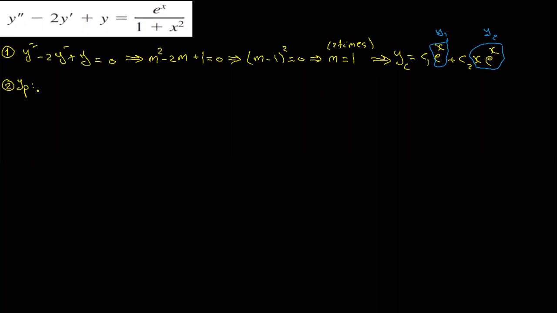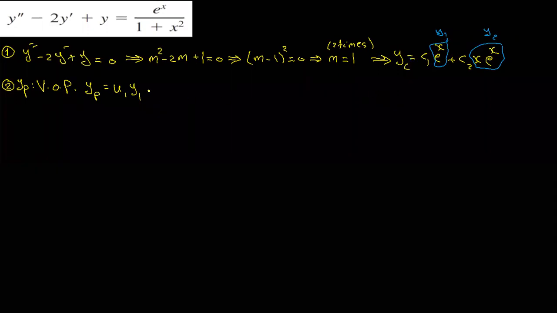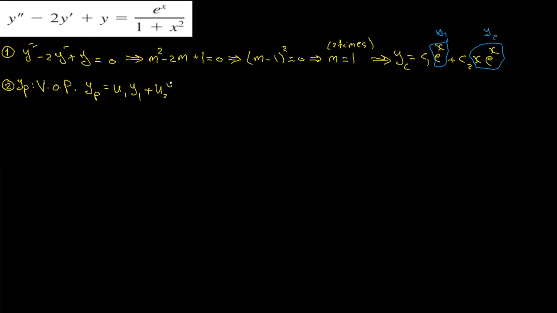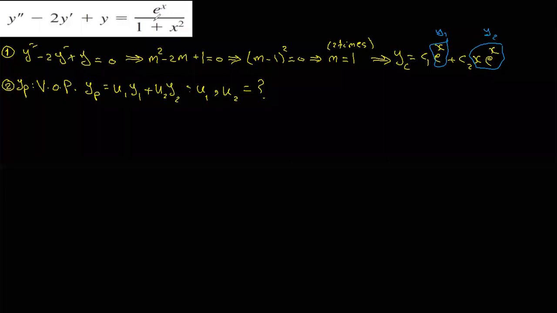How to find yp using the variation of parameters? My yp, from my cheat sheet, is given to be u1 y1. I found y1 here, but u1 I'm going to find, plus u2, which I don't know, times y2, which I found here. So my aim now is to determine the values of the unknown functions u1 and u2. Now the reduction of order method: leave this and let us speak about what the student needs if they want to use the variation of parameters versus reduction of order.